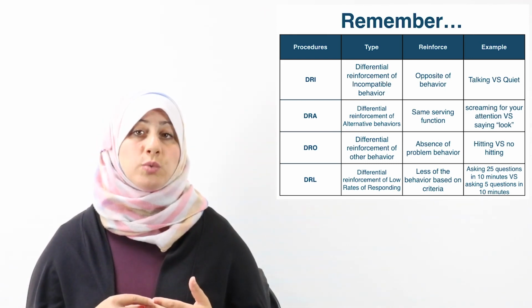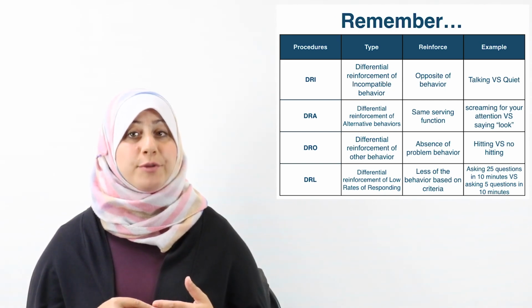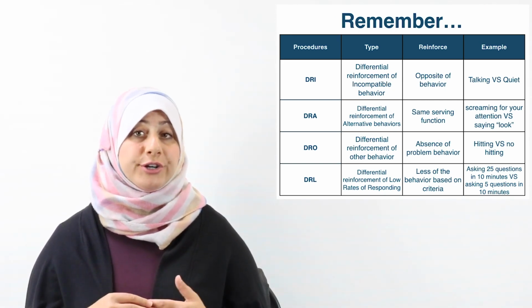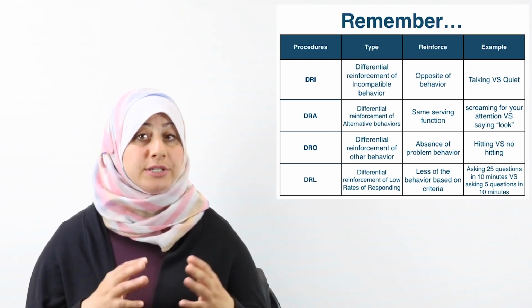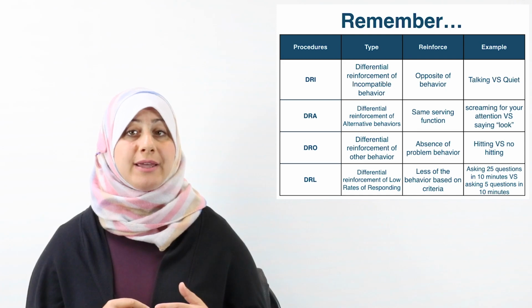A DRO is when you reinforce the absence of the problem behavior. If the learner is hitting, you would reinforce when hitting is not occurring. And the DRL is reducing the frequency of that behavior.